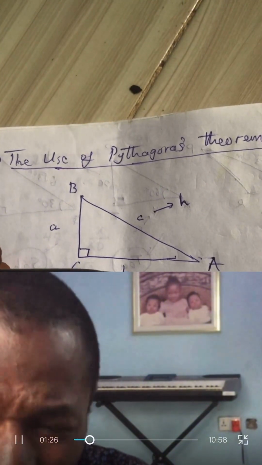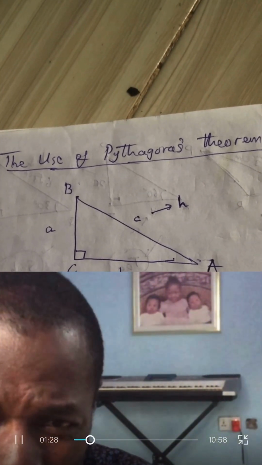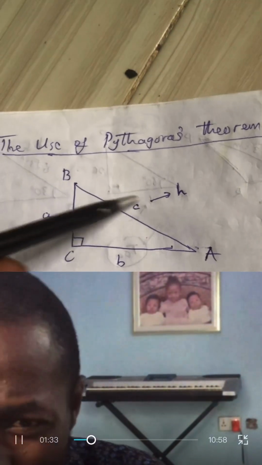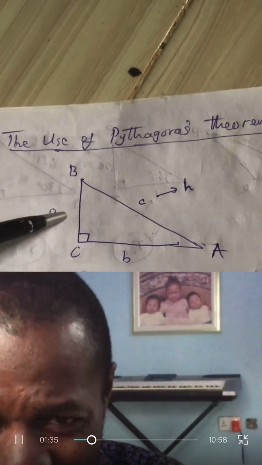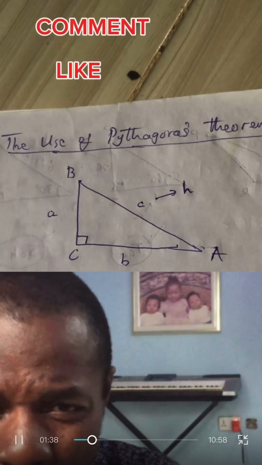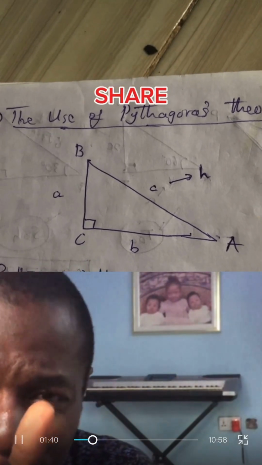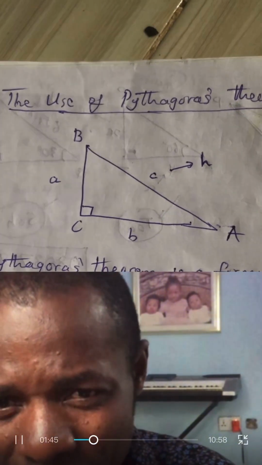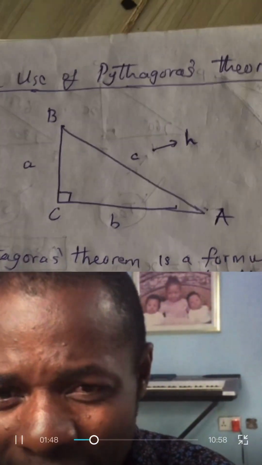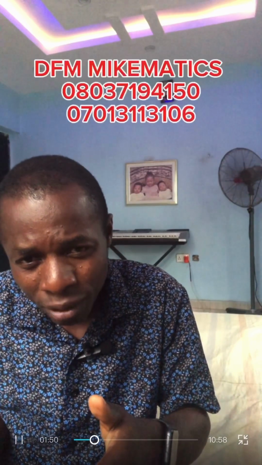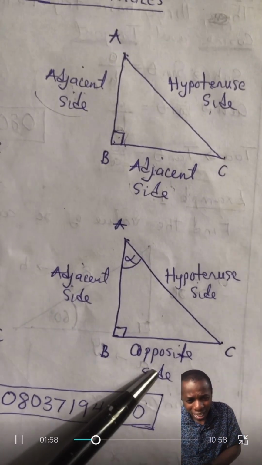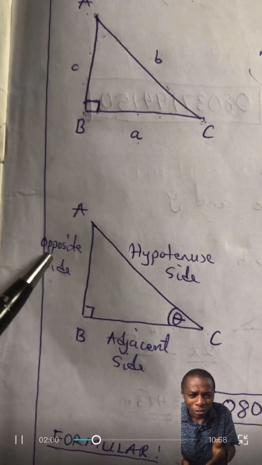Do not forget, from the beginning of this class, I said when it comes to the naming of a right angle triangle, we have the hypotenuse side and the other two sides are the adjacent sides. And I said one of the two adjacent sides can change to opposite side and the other one remains adjacent side, or this one changes to opposite side and the other one remains adjacent side, depending on the position of the given angle.